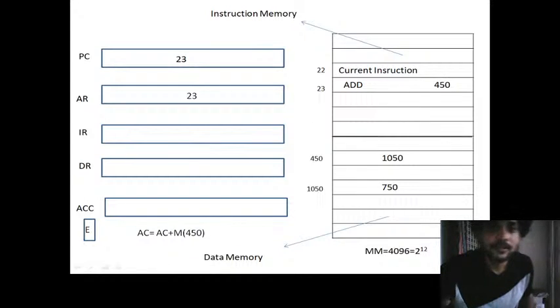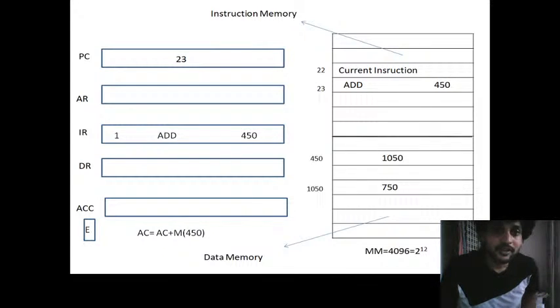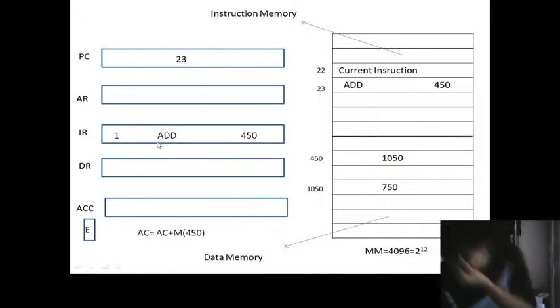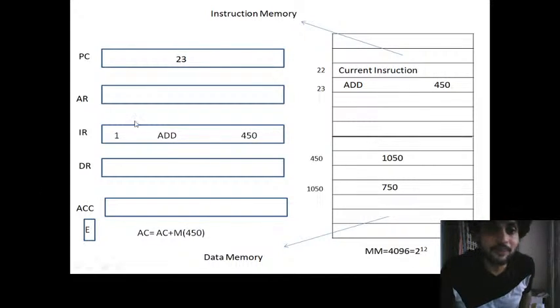Now, the next instruction is the 23rd instruction. The 23rd will get transferred to the address register, under which there is an instruction, and that instruction will get transferred to the instruction register. Got me? Now you can clearly see this. This is the instruction. There is a mode, there is an opcode which is nothing but addition, and there is the address part of the operand.